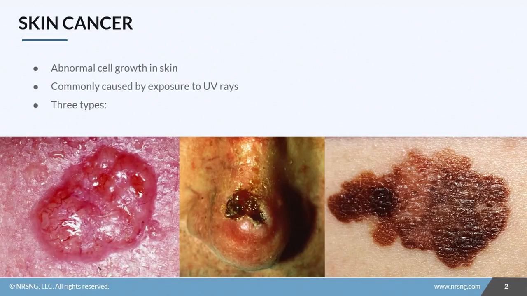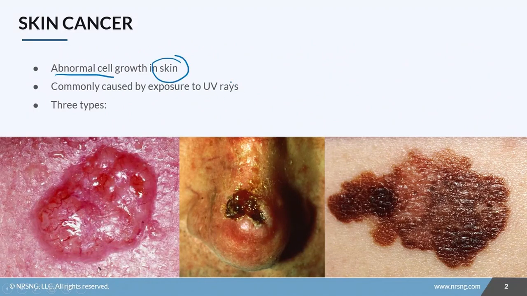Right, so let's review the basics of skin cancer. Now, as a new grad, you're not going to be expected to know the ins and outs of oncology or cancer treatments, but there are a few important points that you'll need to know no matter where you work. So, skin cancer, as with all cancers, involves excessive and abnormal cell growth, in this case, in the epidermal and dermal layers of the skin.